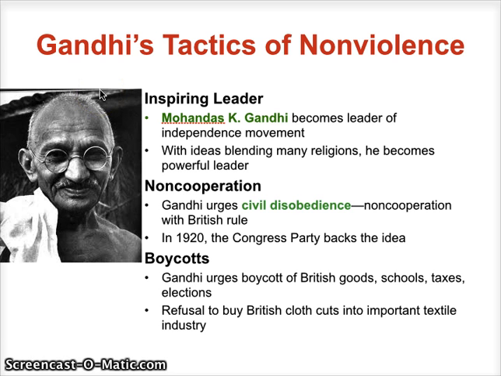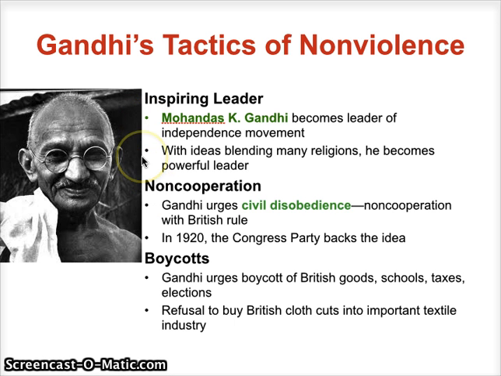After the Amritsar massacre, we have the development of one of India's strongest leaders, and that is Gandhi. And Gandhi, his tactics were actually nonviolent. He did not want to use violence to gain independence. So first of all, he emerges after the massacre, and he becomes the leader of the independence movement. So he is sort of the face of the nationalist movement in India.